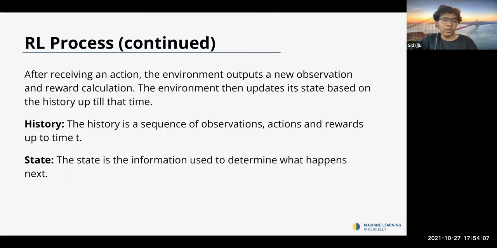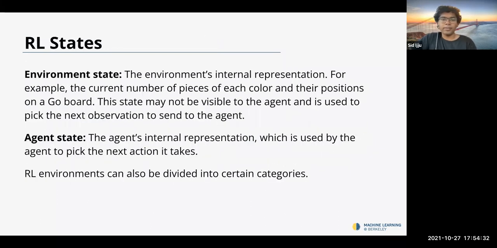And so we define two. I've already been talking about state quite a lot, so I'll just go over that one first. State is the information that's used to determine what happens next, or rather it's basically how the environment variables are configured at a given point in time. And the history of an environment is everything that's happened until that time t. The next thing we'll talk about is a deep dive into state itself.